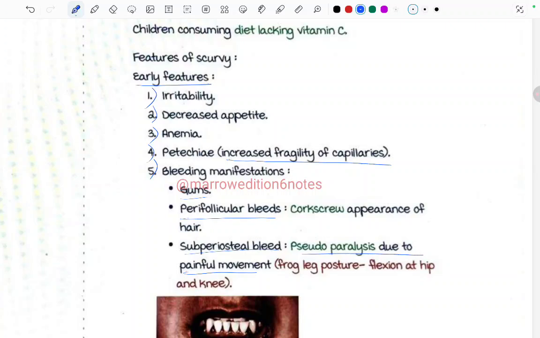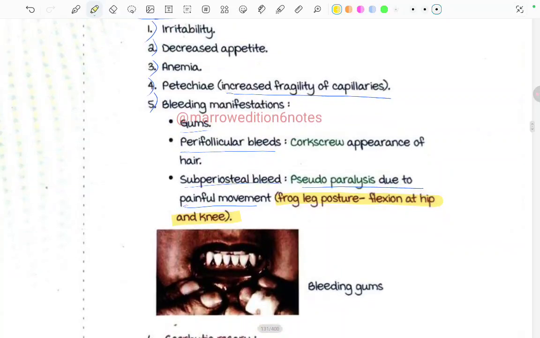What is subperiosteal bleed? Periosteum is the covering of the bone, and if there is bleeding, that will lead to painful movement, due to which the child will not move its leg wherever the bleeding has occurred, and this will lead to a condition that is pseudoparalysis, that is false paralysis. Why is paralysis happening? The child is not moving his or her leg because of the painful movement, and there will be a frog leg posture, that is flexion at the hip and the knee. This is the posture of the child suffering from scurvy.